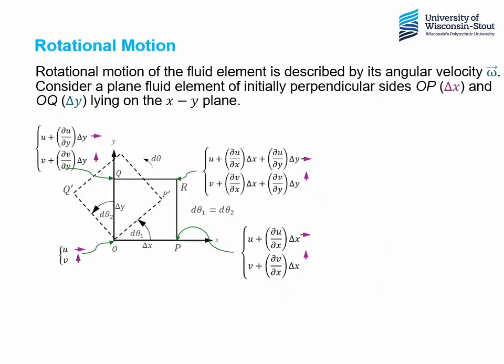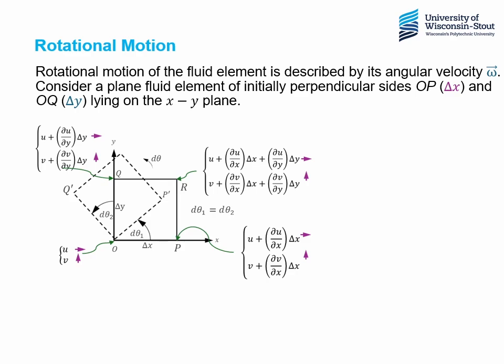Now let's focus on rotational motion. Rotational motion is described by the angular velocity, usually written as omega. To visualize this, imagine a tiny rectangular fluid element in the xy plane. As the surrounding flow acts on it, the element may begin to rotate.